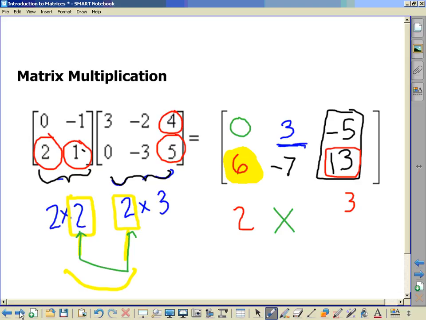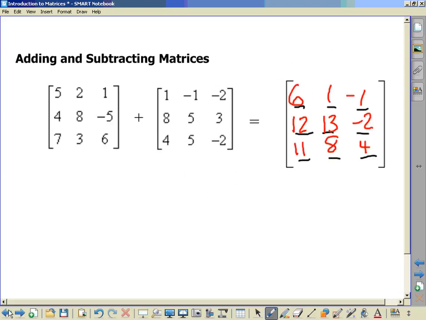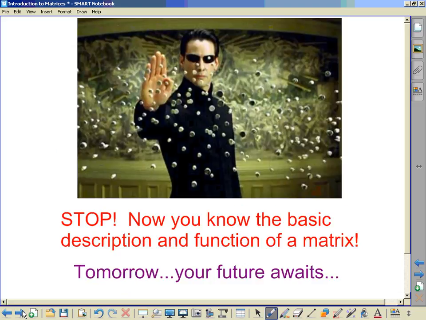Okay, so those are the basics of matrix multiplication, multiplying a matrix by a scalar, and adding and subtracting matrices. It's basically just a way to group numbers. And Neo says here, stop. We're done. That's a 15-minute video on the basics. Now you know the basics on how they work and how they function.